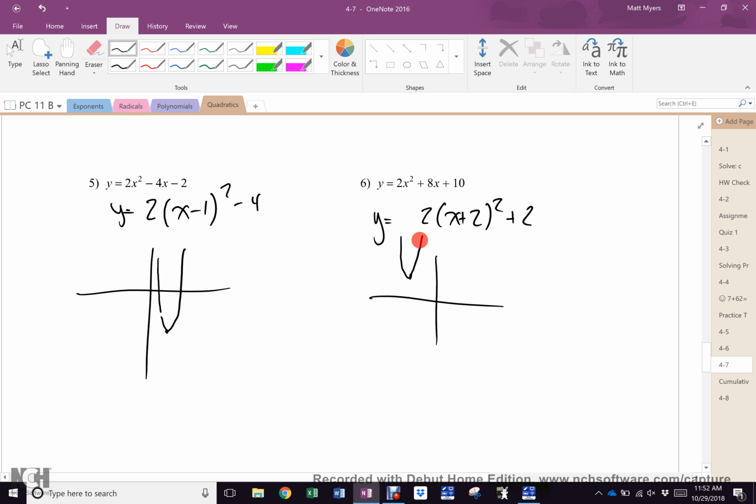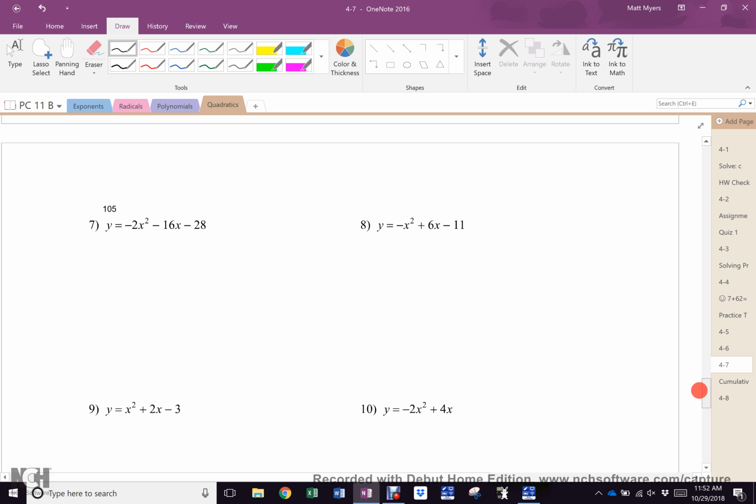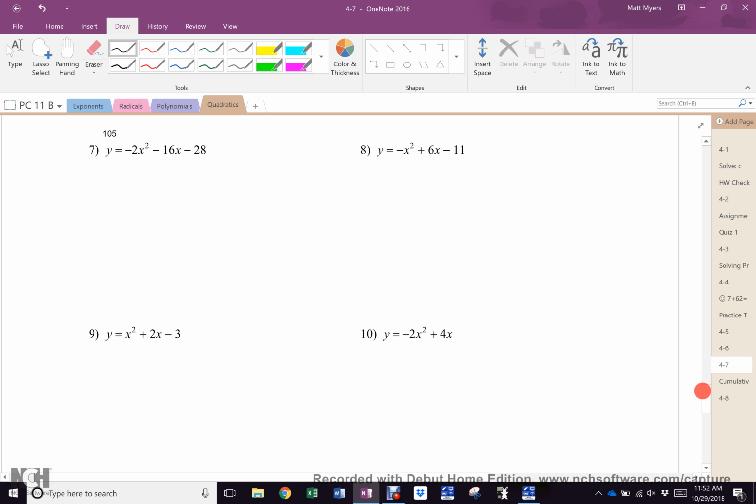Everybody okay there? Once, twice, thrice. Cool. Then you turn the page over and, oh, what has changed? There are negatives now. So what does that mean to all these parabolas except number 9?